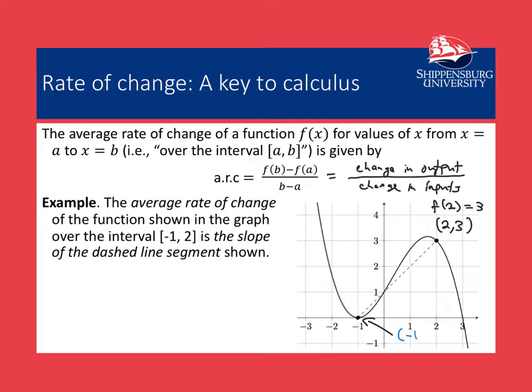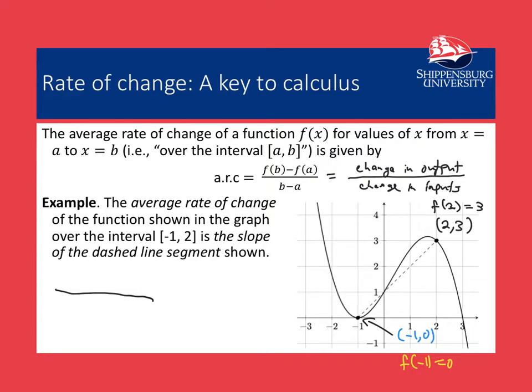has coordinates (-1, 0). And so in terms of functions, let me write that in a different color. In terms of functions, that means f(-1) = 0. So again, that means when the function has an input of -1, the output will be 0. So that's the really important relationship between the graph of a function and the input-output idea of a function. So what we're calculating then for average rate of change is just the change in the outputs divided by the change in the inputs.